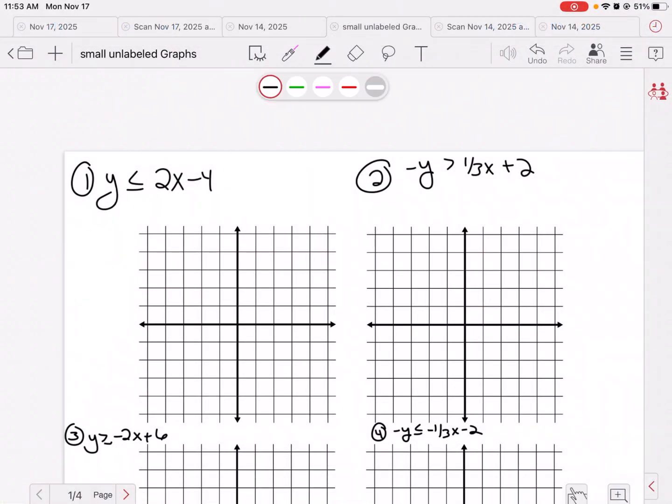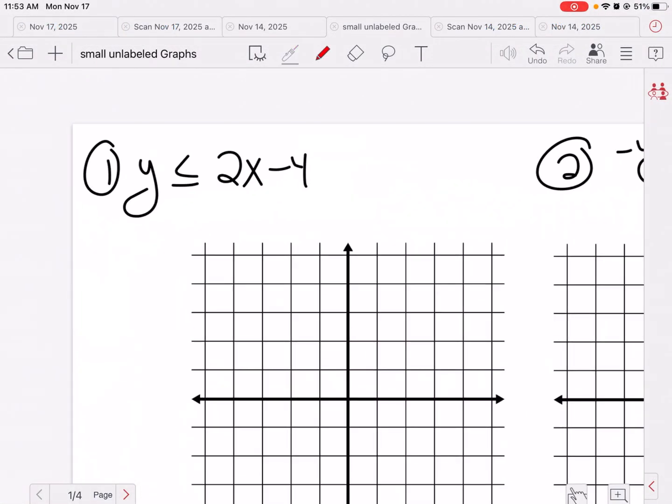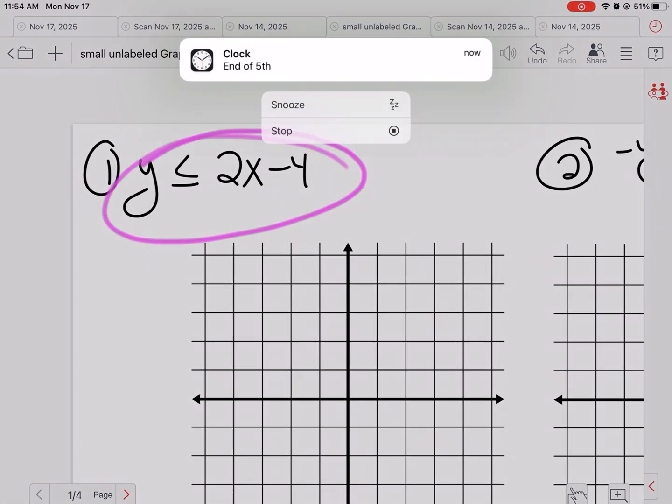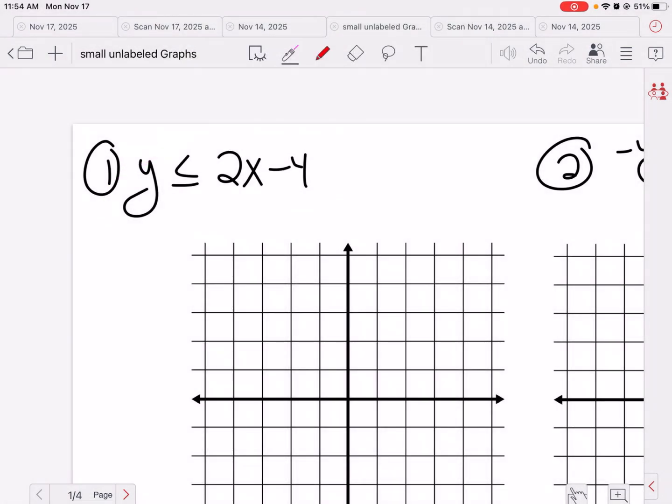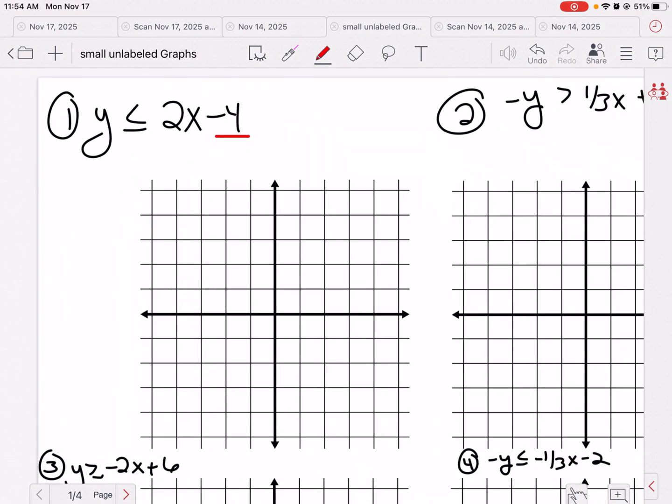We're going to talk about graphing inequalities today. First thing is we want to make sure this is in y equals. It is, y is by itself. So I'm going to graph my y-intercept just like we were doing before. So that's -4, 1, 2, 3, 4 down on the y-axis.